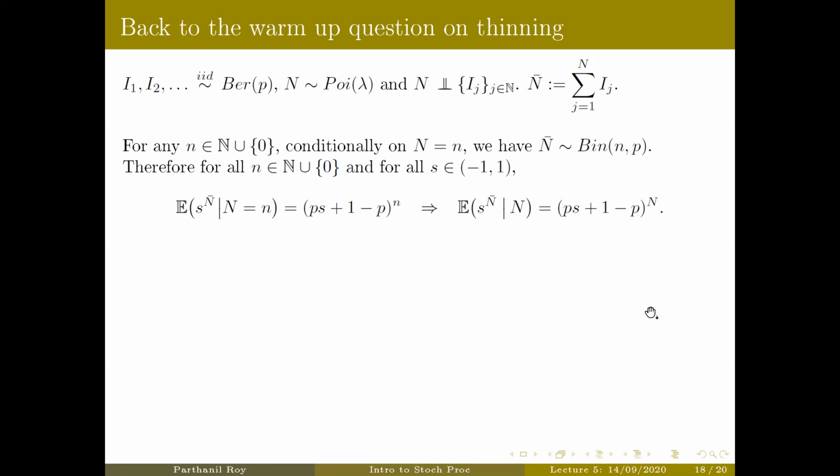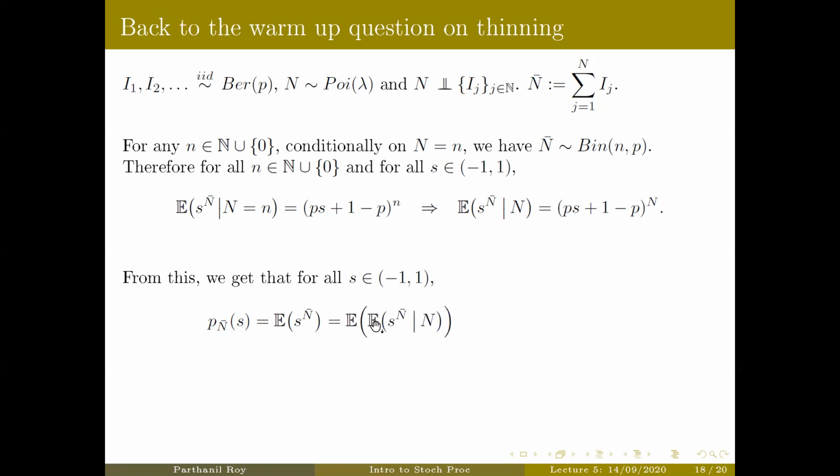Now we are in good shape to compute the unconditional probability generating function of N bar, and that can be done by one more conditioning. For every s in the open interval -1 to 1, the unconditional probability generating function of N bar is just the expectation of s power N bar, which is the expectation of the conditional expectation of s power N bar conditioned on N. And this particular conditional expectation we have just computed. So let's put that inside. So this is the expectation of (ps + 1 - p) whole power capital N.